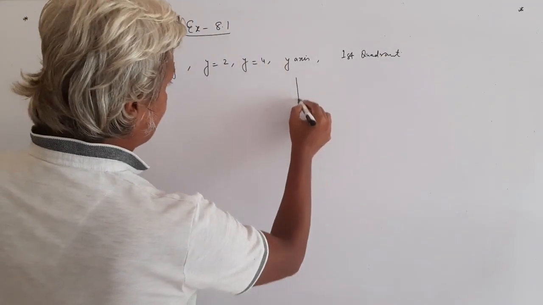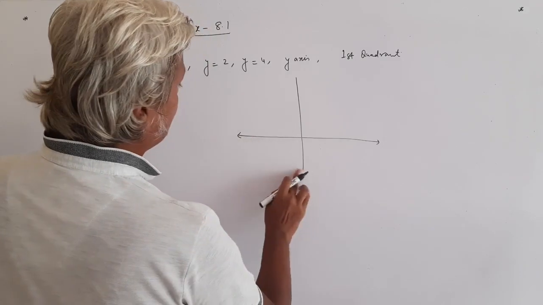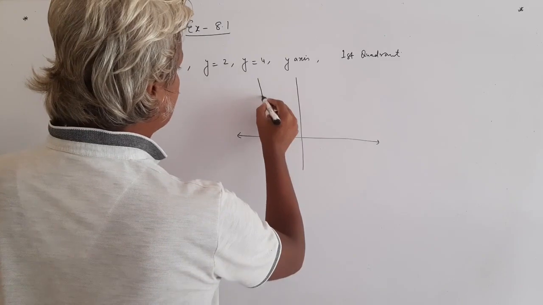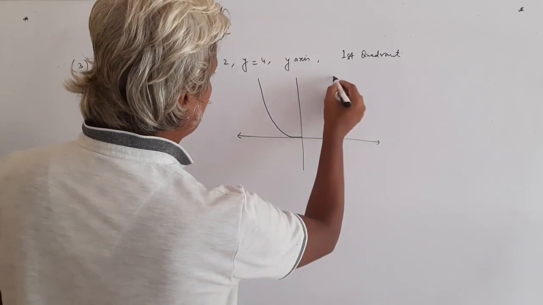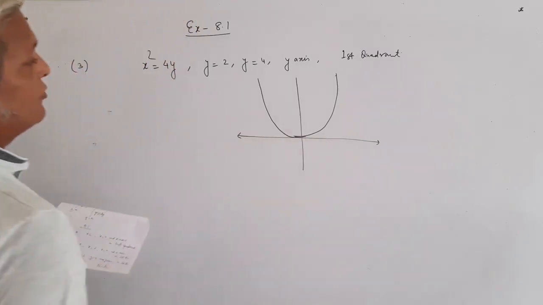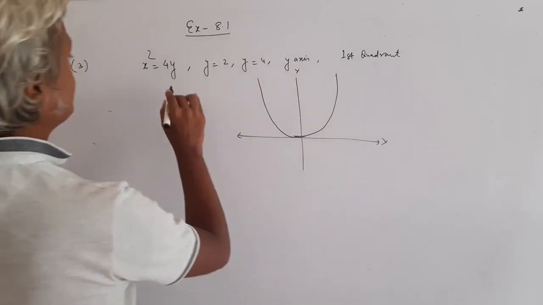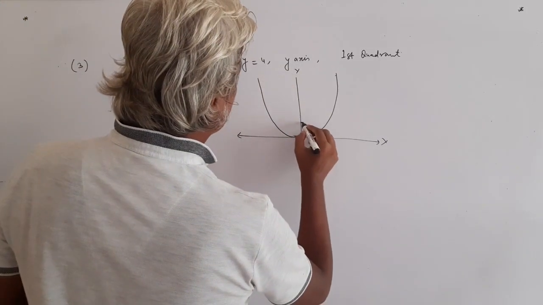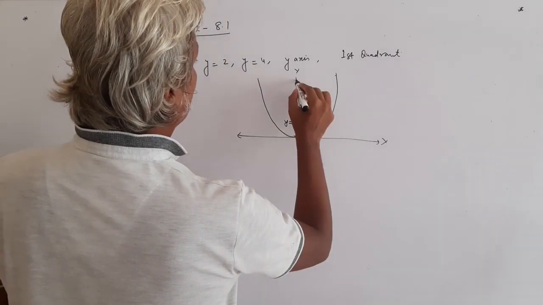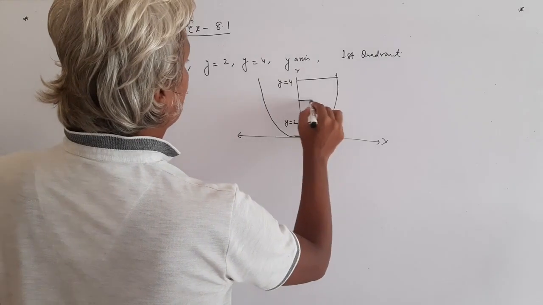So let me plot the graph again. This time we have to plot x square equal to 4y, which goes like this. This is the graph for x square equal to 4y. This is the x-axis, this is the y-axis. Now y equal to 2, say y is 2 here, and then y is 4. This is y is 4. And our strip will be like this.